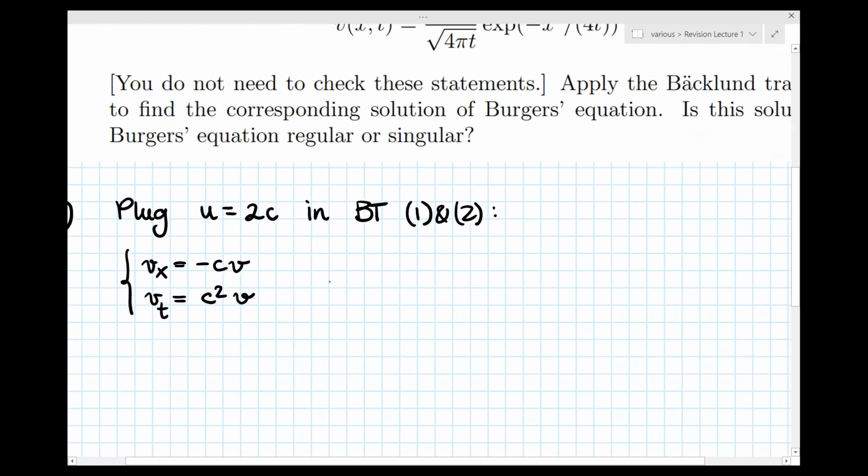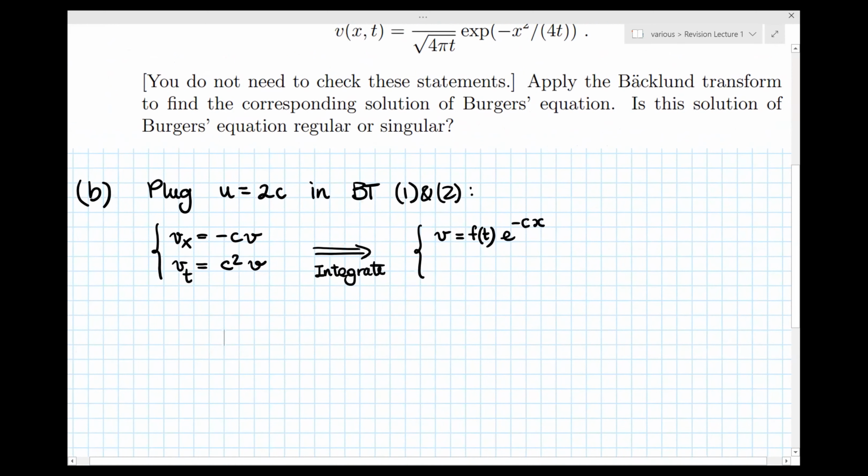So now we can integrate. The first equation is an ordinary differential equation with respect to the variable x, where t is a spectator. So the solution of this is that v is exponential of minus c times x times an integration constant, which is actually a function of t, the spectator variable. Let me call it f of t.